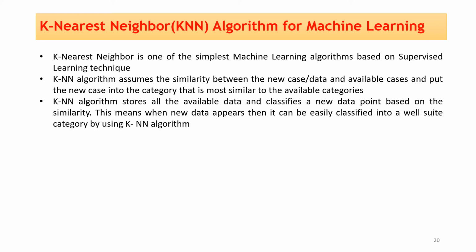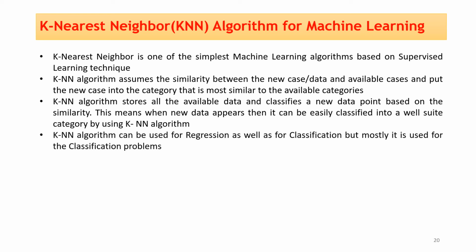The KNN algorithm stores all the available data and classifies a new data point based on similarity. This means when new data appears, it can be easily classified into a well-suited category by using the KNN algorithm, that is the K nearest neighbor algorithm. The KNN algorithm can be used for regression as well as for classification, but it is mostly used for classification problems.